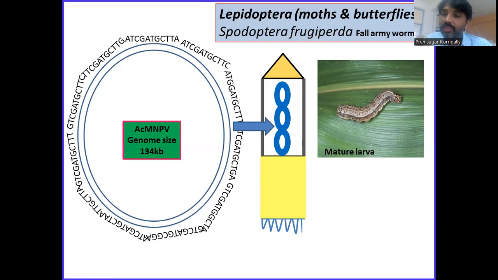Once they enter into the cells through endocytosis, from there they'll move to the nucleus. So the virus enters into the nucleus of mature larval cells. There it undergoes DNA replication as well as multiplication of virus. Whenever a virus enters into the insect cells, it produces two kinds of virus particles. The first virus particles are produced after early infection, and the second virus particles are produced in the late phase of infection.